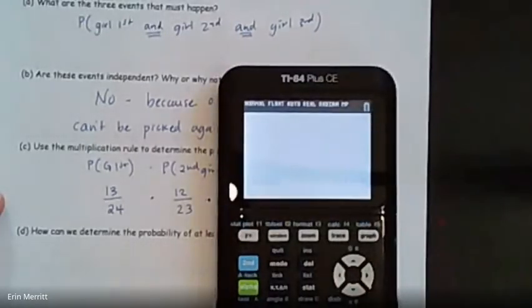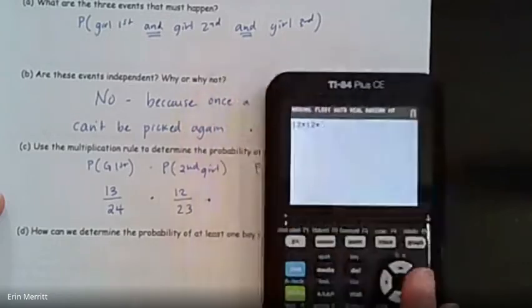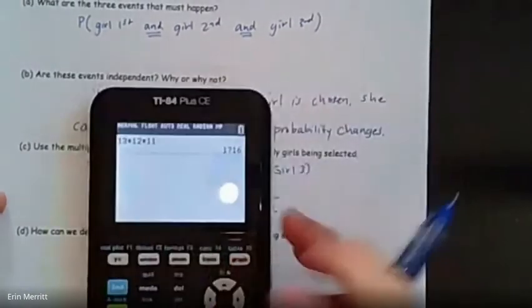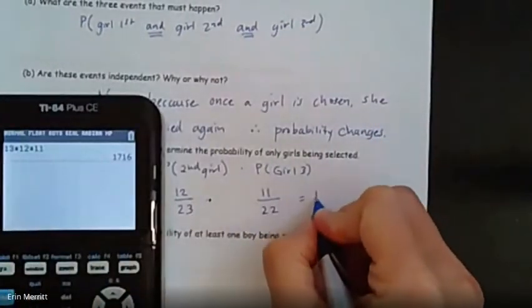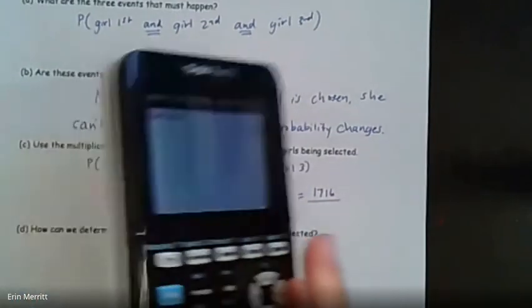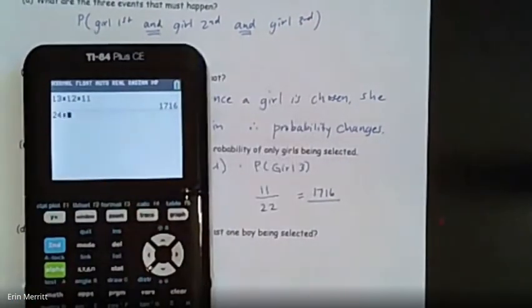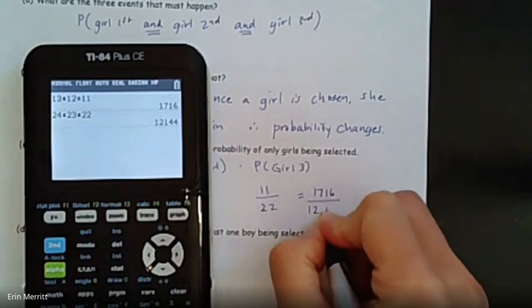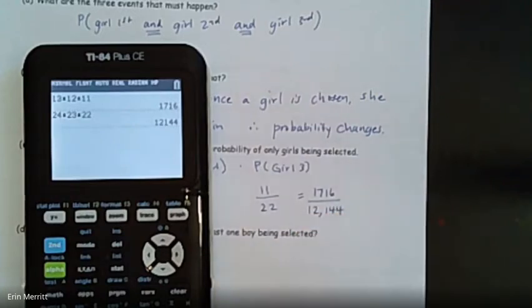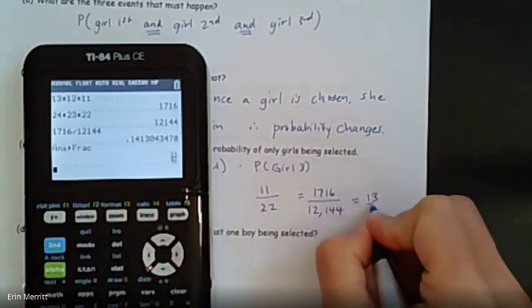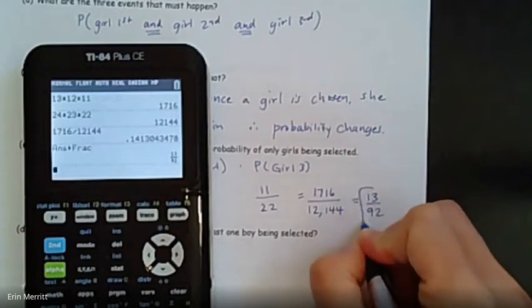All right, so we got 13 times 12 times 11 for our numerator, 17 times 16, our denominator, 24 times 23 times 22 over 12,144. Now, of course, this thing will probably simplify, so divide it, and then math frac, and that comes down to be 13 out of 92.